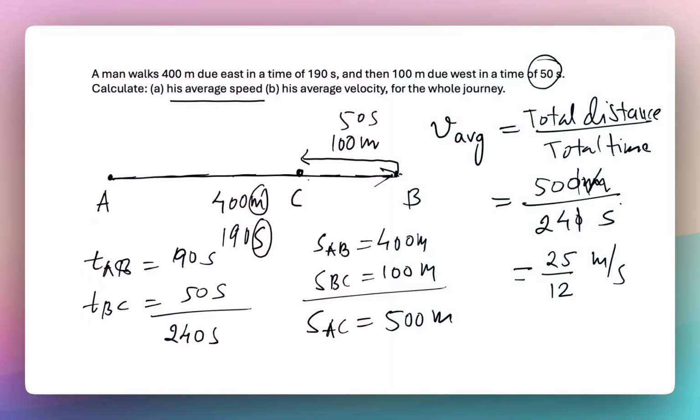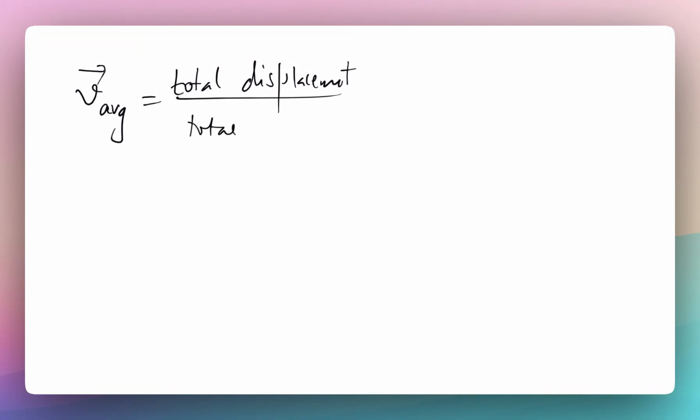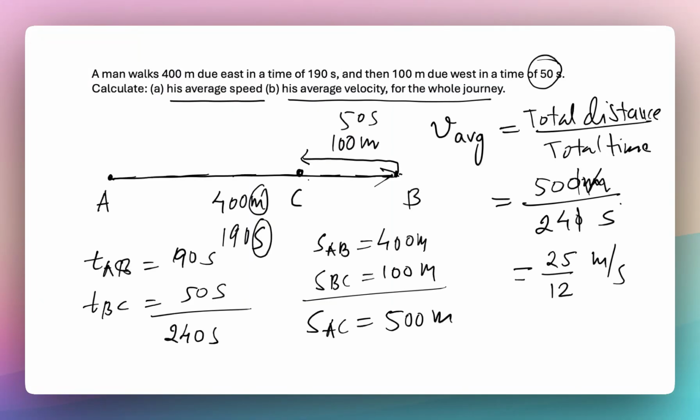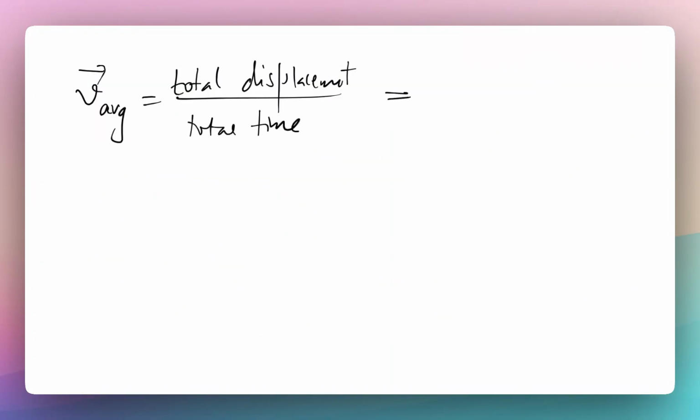Now we look at finding the average velocity, right? So average velocity, when we say V average with a vector sign, is going to be total displacement by total time. Now time is not going to change. So time we know is 240. So I'm going to put it over here, 240 seconds. We just have to find the displacement.